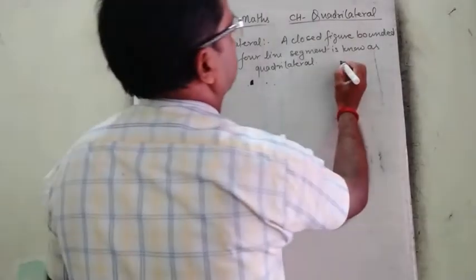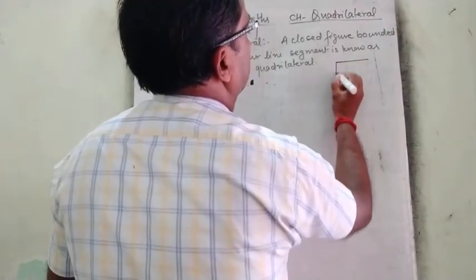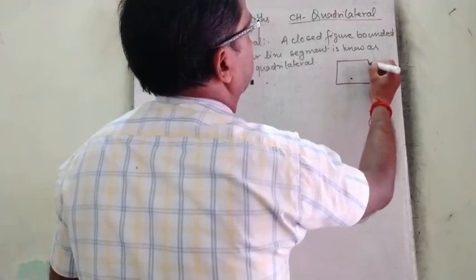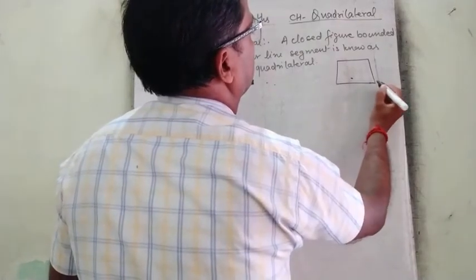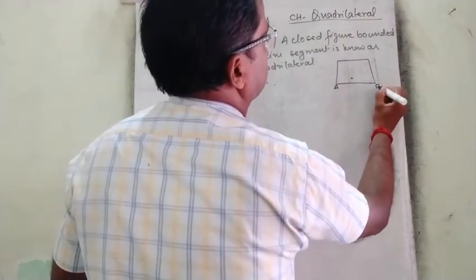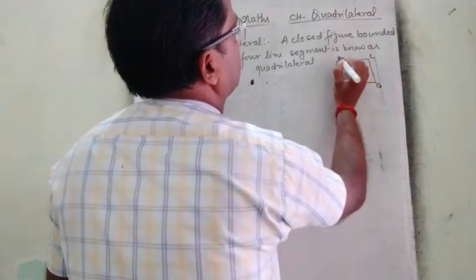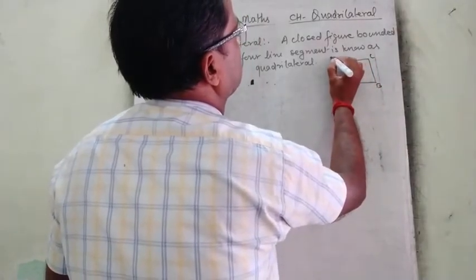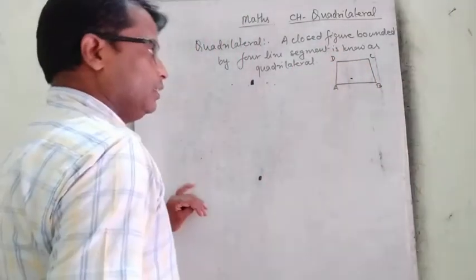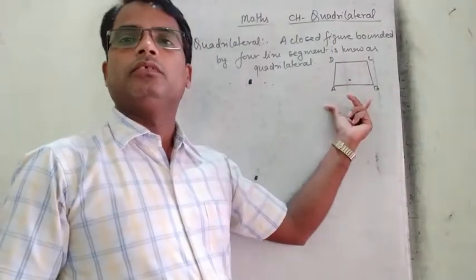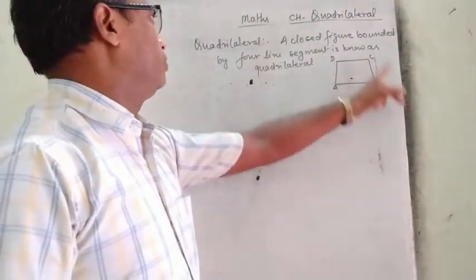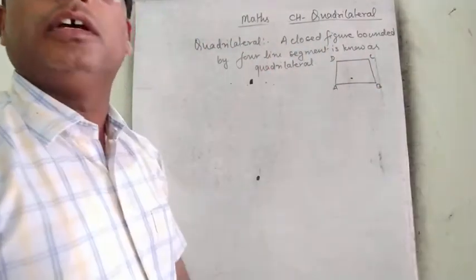You see here this figure. In this figure, AB is one line segment, BC another line segment, CD another line segment, and AD. Then it is closed also. That's why this figure is known as a quadrilateral.